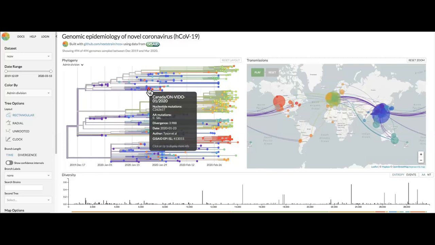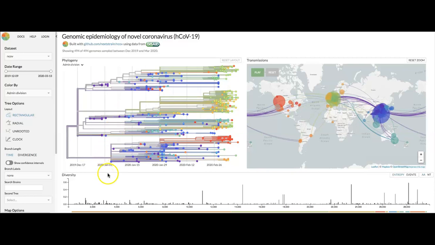I think it's an interesting and relevant topic for the course that we're taking right now, and I hope you find that informative with respect to mutations in RNA viruses.